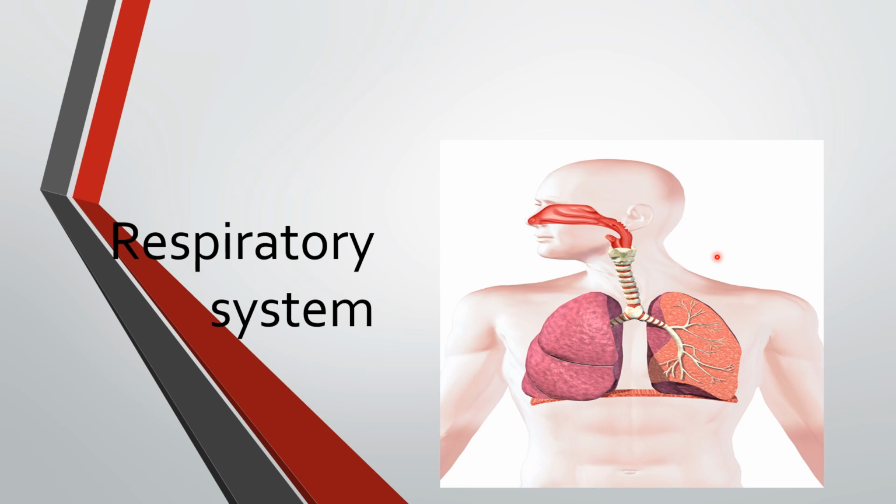Let me tell you the summary of this. The respiratory system includes the trachea, bronchi, lungs, diaphragm, and the muscles between the ribs. You may think I didn't tell you about the trachea, but it is also known as the windpipe. The respiratory system helps oxygen to enter the body and carbon dioxide to leave it.